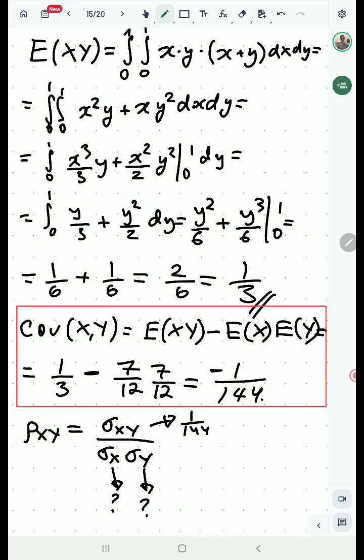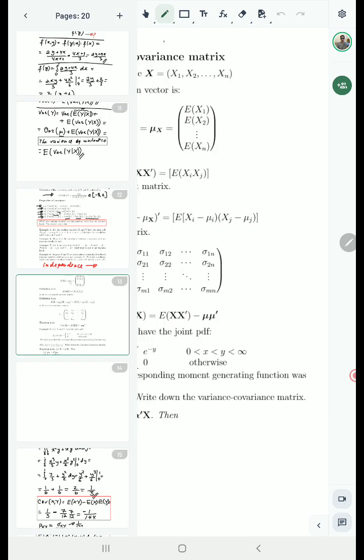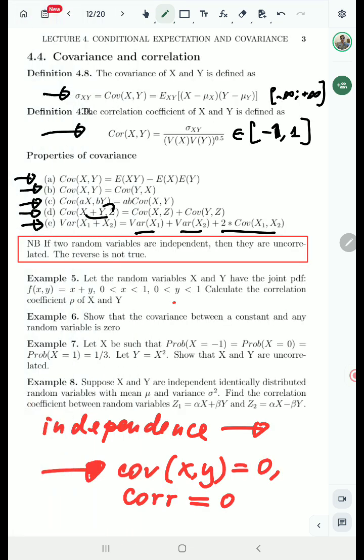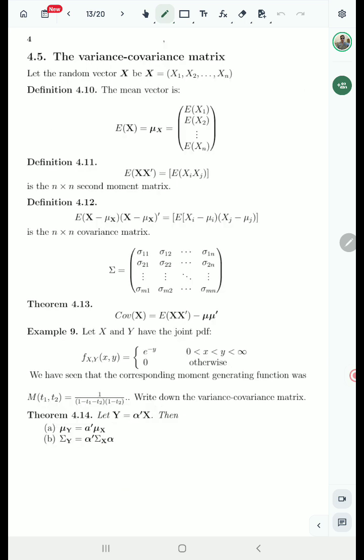Now let's look at the next example. Example 8 is done. Now we have the variance covariance matrix. I mean, these are mainly definitions. Here you have the moment generating function. In example 9, you have the joint moment generating function of X and Y, and we found that the joint moment generating function is equal to this.